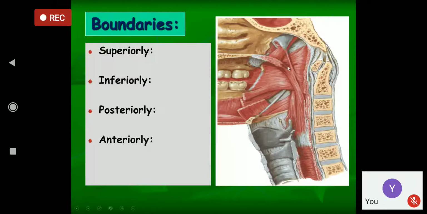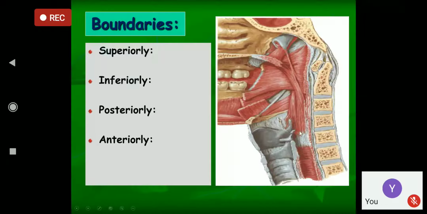Now next we have this part. This part will communicate with the oral cavity through the oropharyngeal isthmus, somewhere over here. Over here we have the palatoglossal arch, and through the palatoglossal arch, this will communicate with the oral cavity.